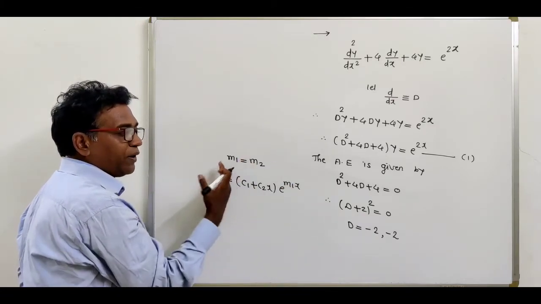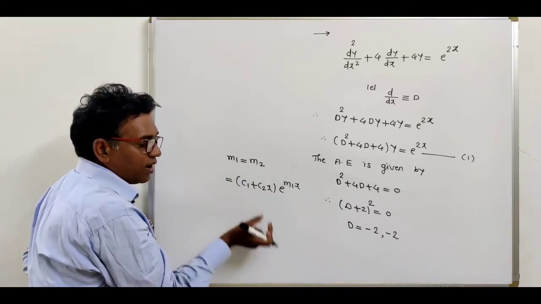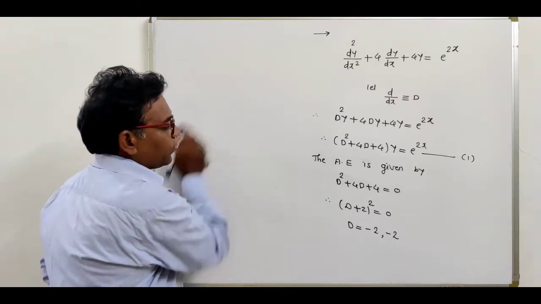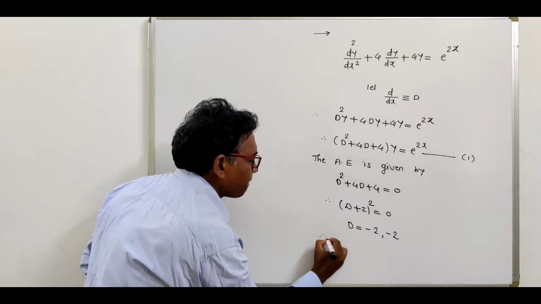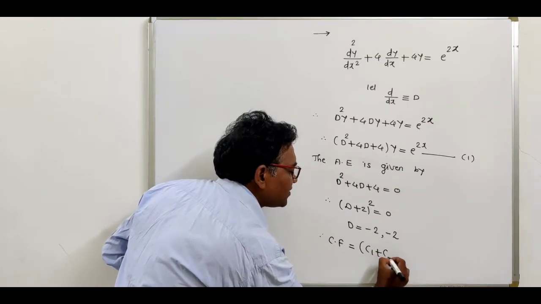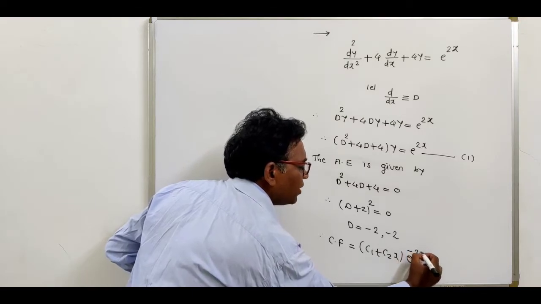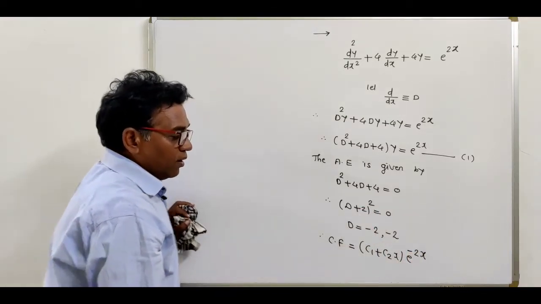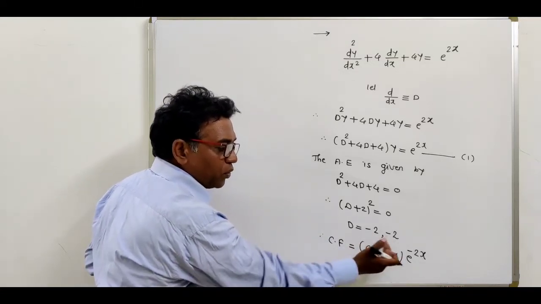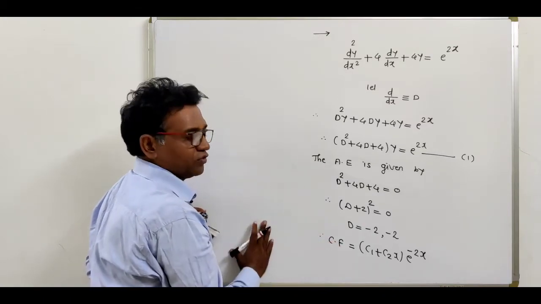If the root repeats 2 times, then how to write the complementary function? It is given by the formula (c1 plus c2 x) into e raised to m1 x. So write down the complementary function. Therefore, CF equal to (c1 plus c2 x) into e raised to m1 x. So what is m1? m1 is minus 2. Just remember this concept: for 2 roots, we have to use 2 constants. So this is the process for finding the complementary function.